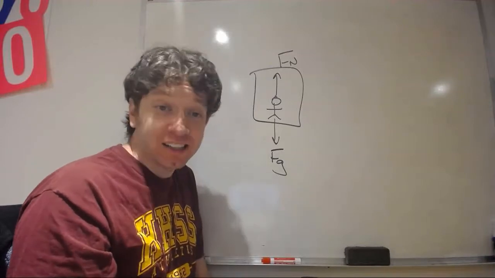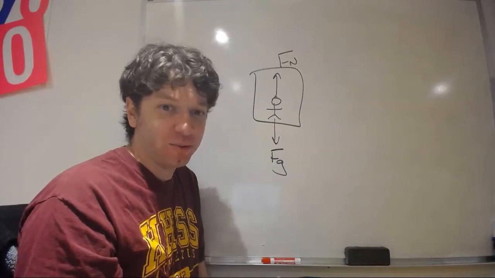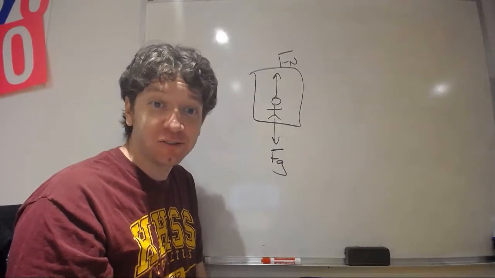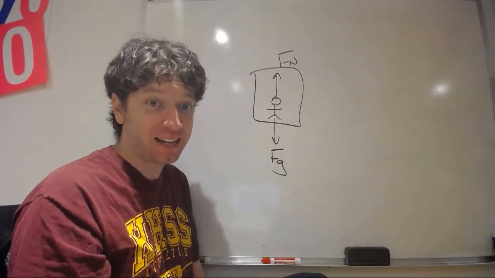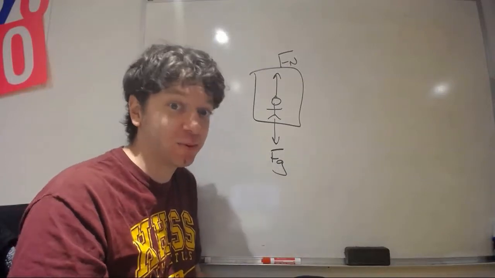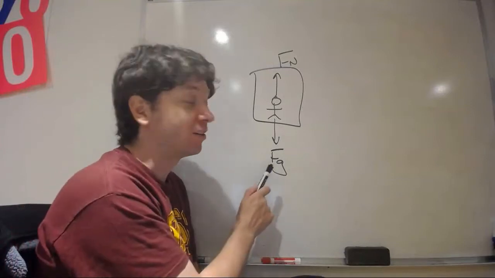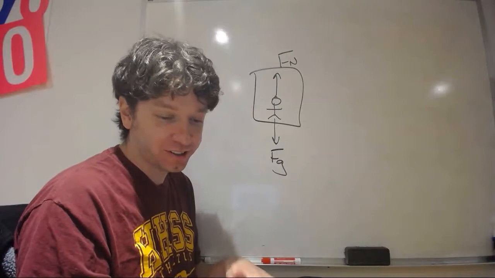This is why you actually can't take a scale to the moon and weigh yourself. You'd have to reprogram the scale to tell it what the value of the gravitational field strength is on the moon, or else it would spit out the incorrect mass. Because your mass is not supposed to change when you go from the Earth to the moon. Only your weight is, or the force of gravity. But our scales measure the normal force.